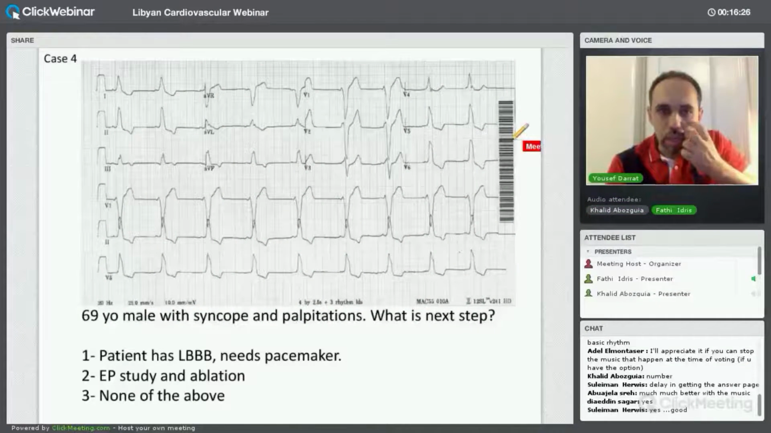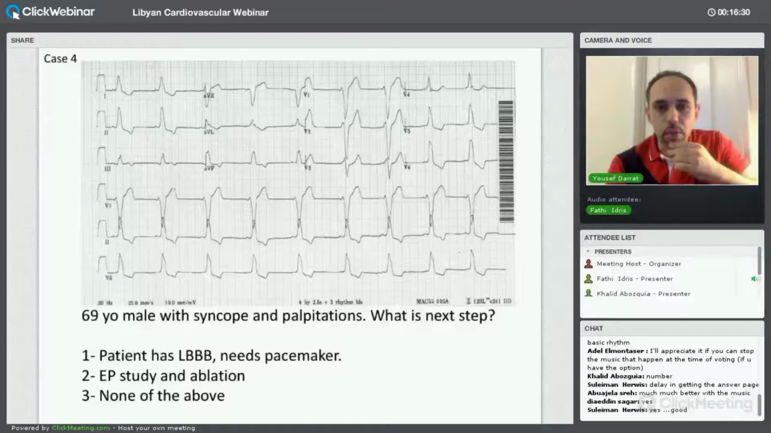So next case, case 4, a 69-year-old male with syncope and palpitations. What is the next step in this patient's management? Once you look at the EKG, the answers are number 1, does the patient have a left bundle branch block and need a pacemaker? Number 2, EP study and ablation, or number 3, none of the above, simply do nothing. So please take a look at the EKG, and once you're ready, you can go ahead and vote.